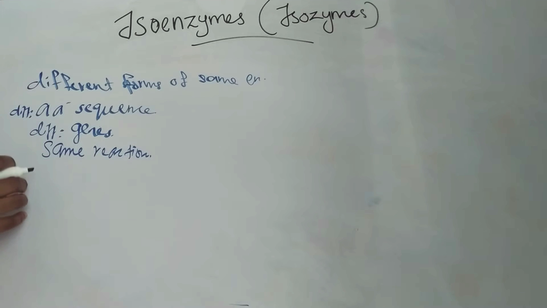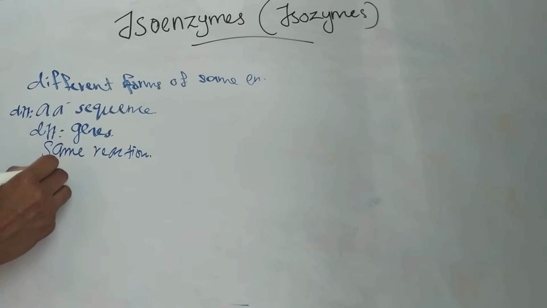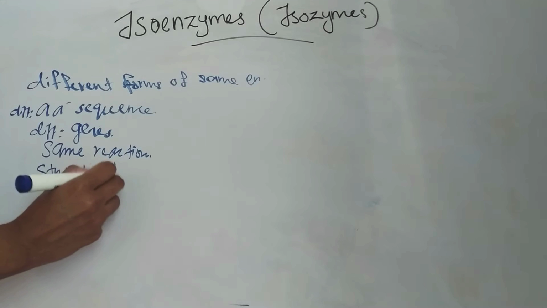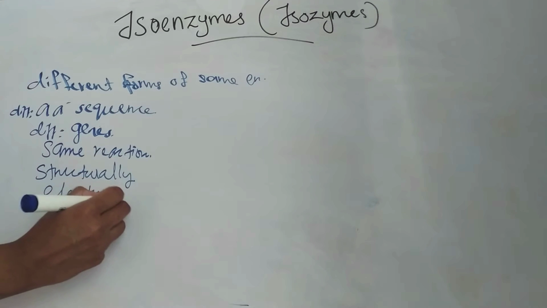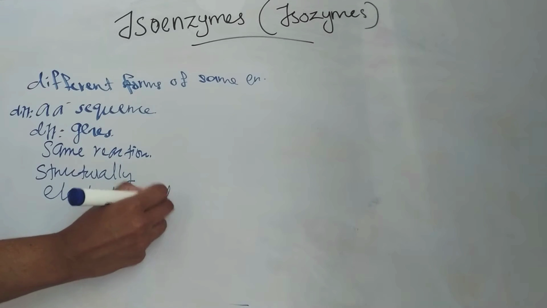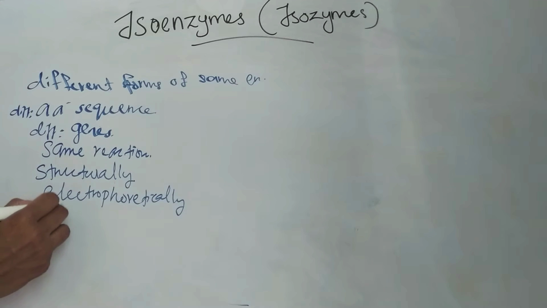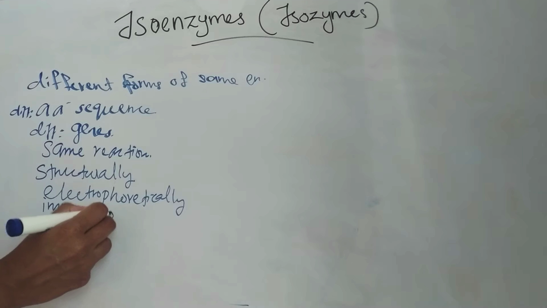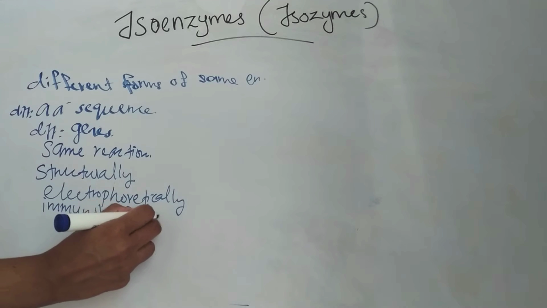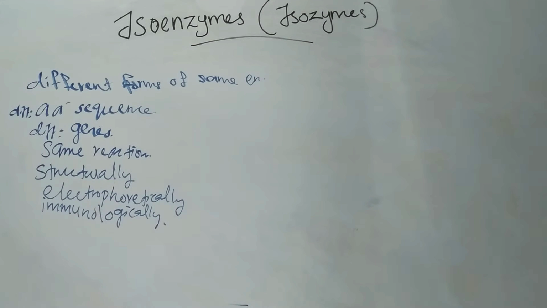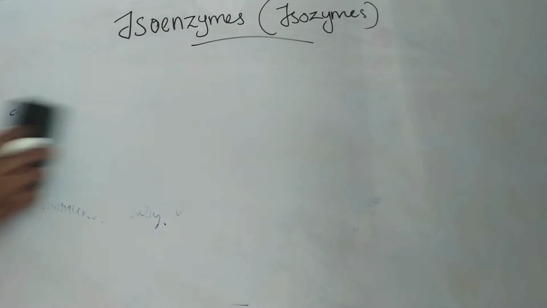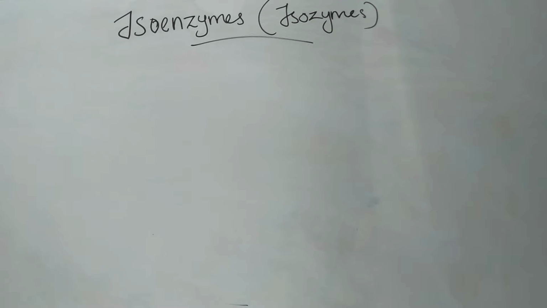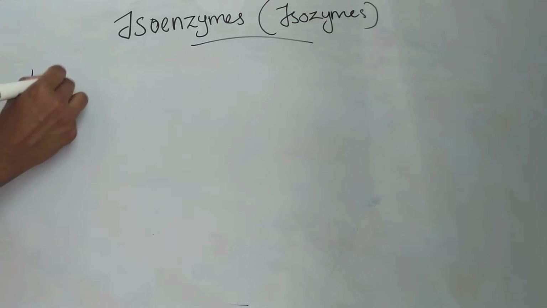Isoenzymes differ from each other either structurally, electrophoretically or immunologically. So let's see some examples of isoenzymes. First one is lactate dehydrogenase, LDH.